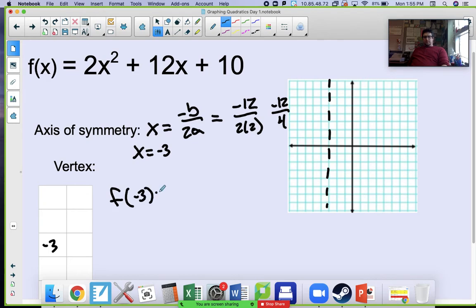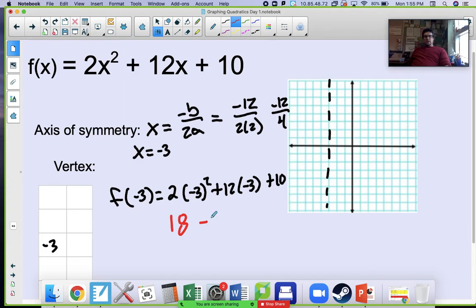Plug it in. Whoops. As I say, plug it in, and then I don't plug it in promptly afterwards. Carlisle's a genius. -3 squared, that's 9. 2 times 9 gives us 18. 12 times -3, that's -36. Plus 10. So that gives us -18 plus 10, and we get -8. 1, 2, 3, 4, 5, 6, 7, 8, right there. Really hope this parabola opens up, otherwise this is going to be a really, really stupid graph. Lucky for us, it does.